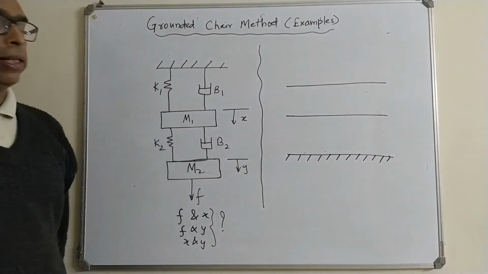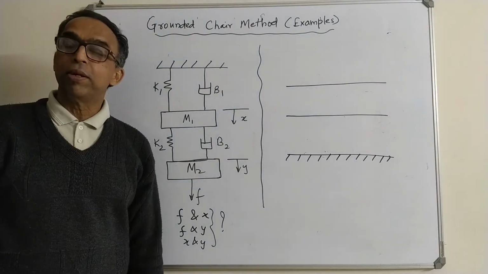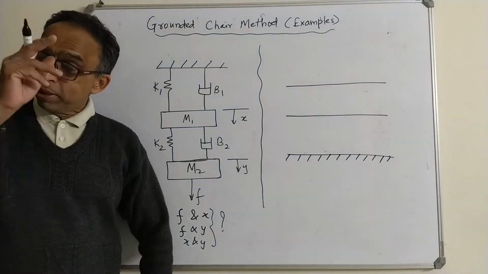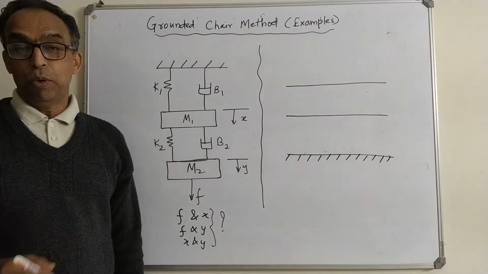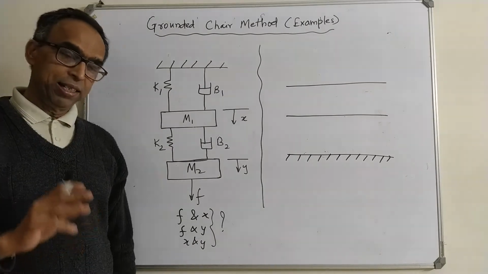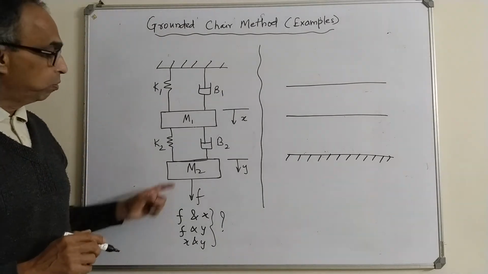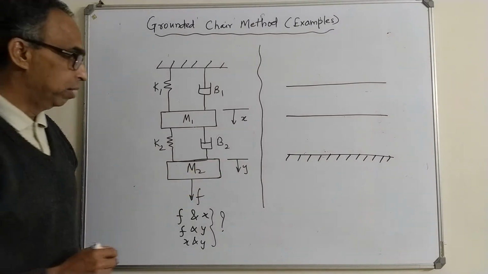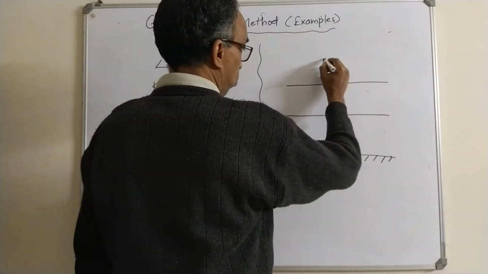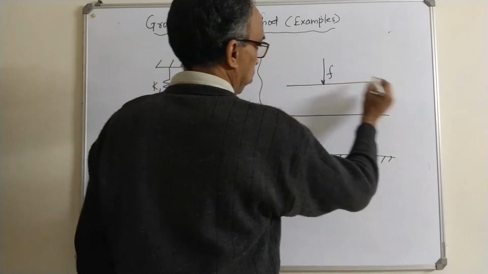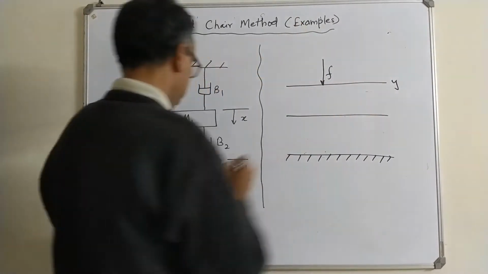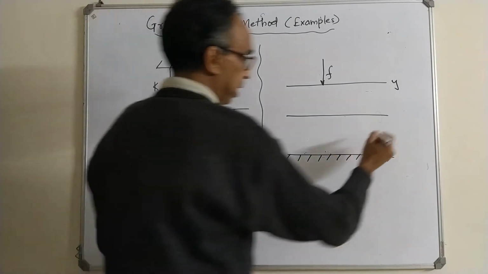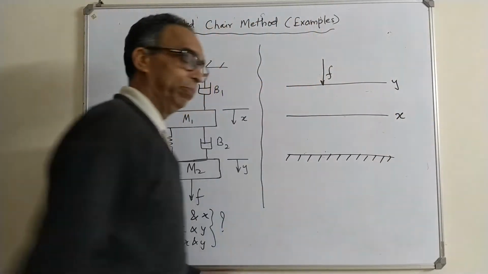Now which one should be X and which one should be Y? How is it going to be decided? It was our step 3. The coordinate at which force acts should be at the top. Now where is the force acting? The force is acting on coordinate Y. So force F, coordinate Y, should be at the top, and the remaining is X.